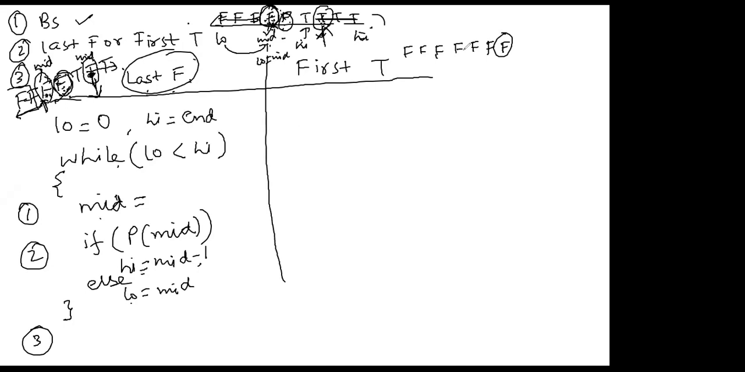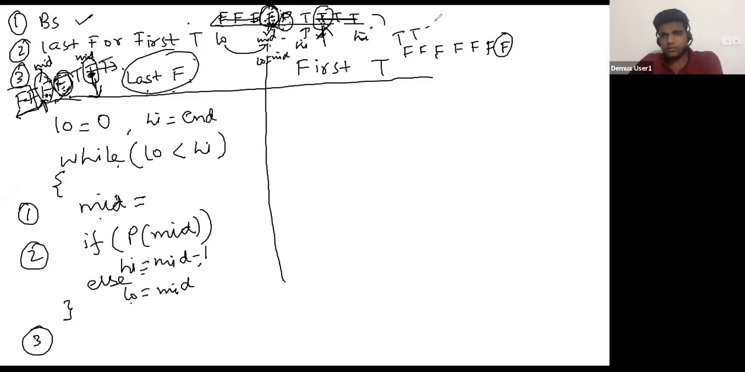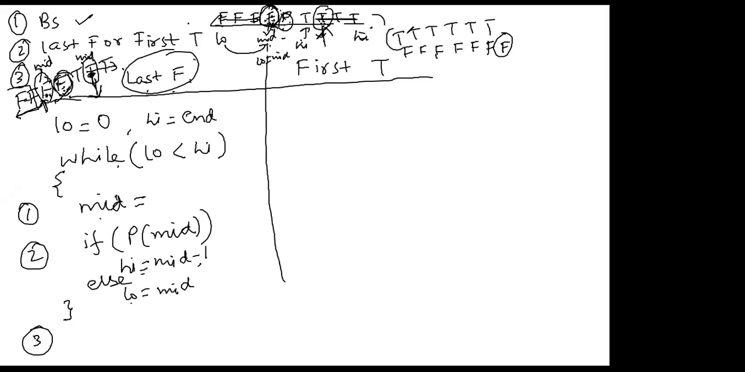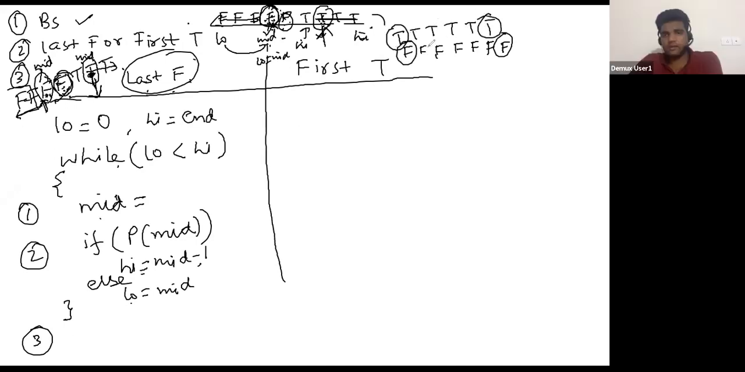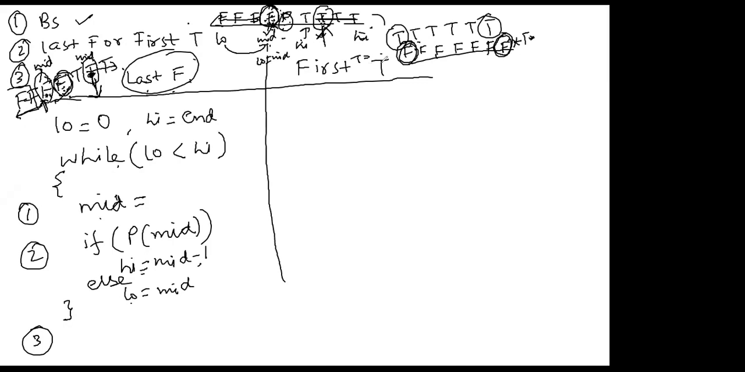Okay. If it is all trues, then we can find this, or this, or this, depending on how you are looking at it. Right? If you're looking at it as F star T star, then this is basically the last F. And if you're looking at it as T star F star, then this is the first step. Right? Okay, sir. Thanks.